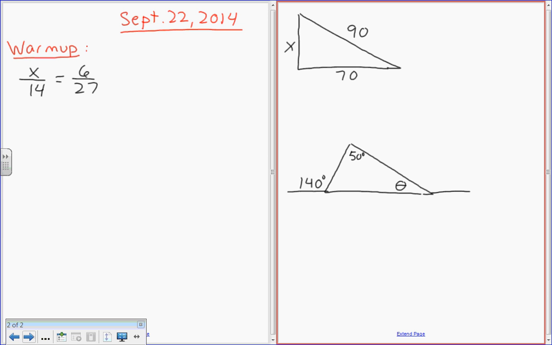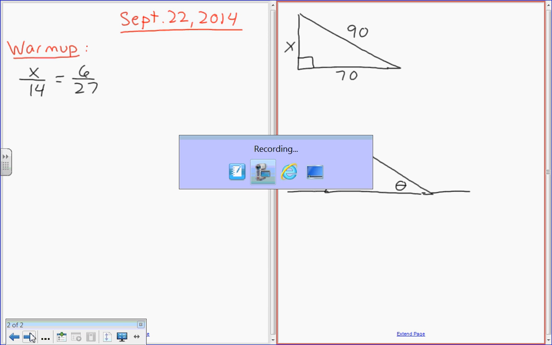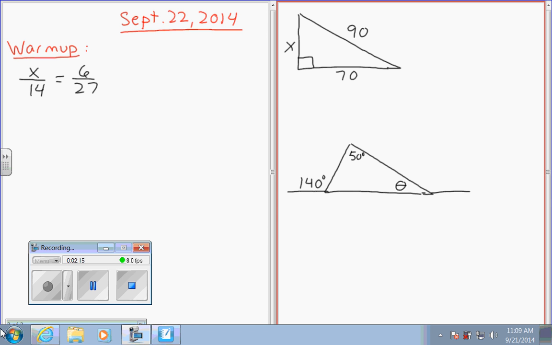Okay, so what I want you to do for the first one is to solve for x. x over 14 is 6 over 27. The second one is a right angle triangle. I should put that in there. I want you to solve for x. And the third one is a triangle. I want you to solve for theta. So what I want the supply teacher to do for me right now is to hit pause on this video and give the class about 5 minutes to do this. If you, supply teacher, and Mrs. Vine can circle the class to make sure that everyone is in the zone, that would be great. And then in about 5 minutes, we'll take up the solution.